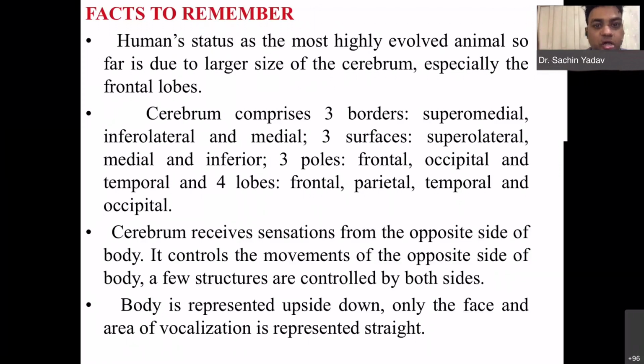Okay. And the cerebrum is receiving the sensation from the contralateral side and controls the movement of the contralateral side. Same thing. Okay. And a few structures are controlled by both sides. So depending on the cranial nerve nuclei and so on, as they come, I will tell you. And the body is represented upside down, and only the face area of the localization is represented straight.